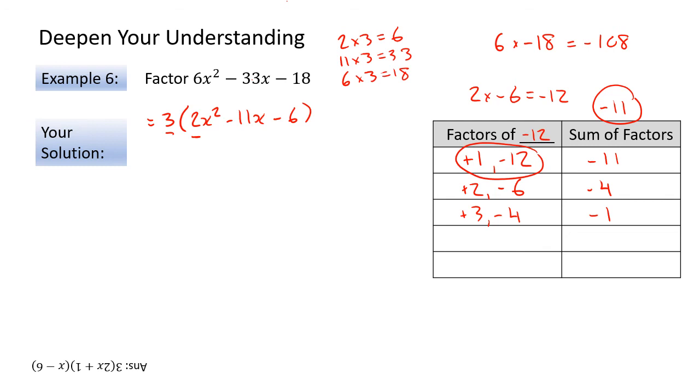So we can now substitute them in. So it equals 3 times 2x squared. And instead of this negative 11, I'm going to substitute those two factors in. Okay, minus 12x plus x minus 6. Because you can see, if I add those up, negative 12x plus x, I get the original negative 11x. So just like we saw in the past, now there's terms that we can factor here.